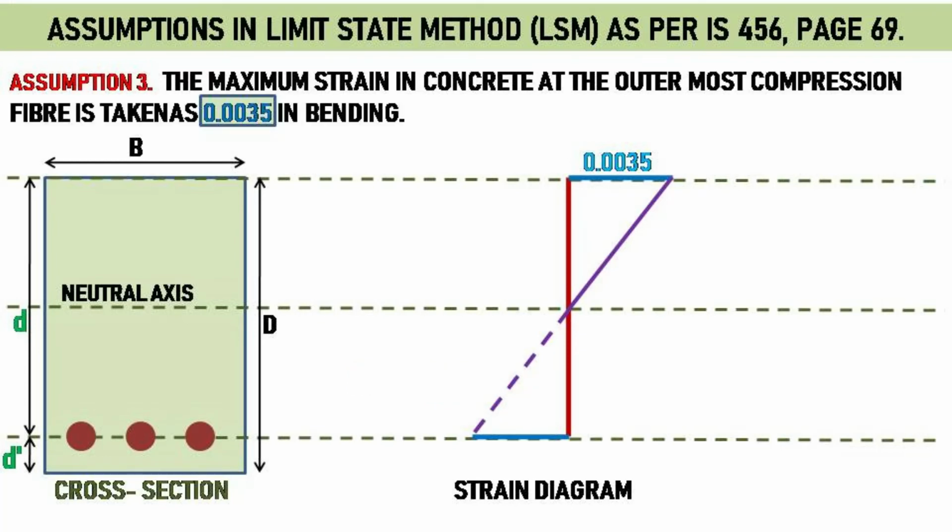Slide 20. Assumption 3. The maximum strain in concrete at the outermost compression fiber is taken as 0.0035 in bending. By this assumption, we are considering the maximum strain in the top fiber of the cross-section as 0.0035, as the area above the neutral axis is considered to be in compression.